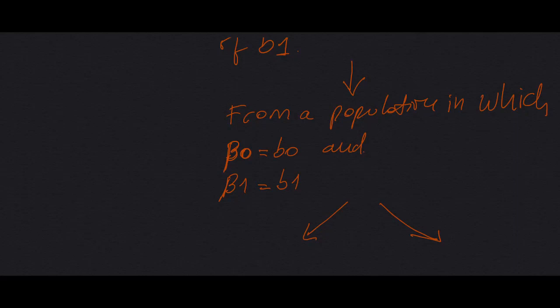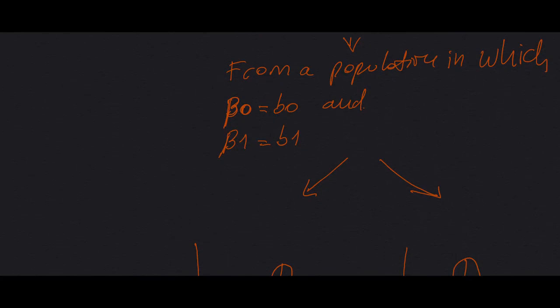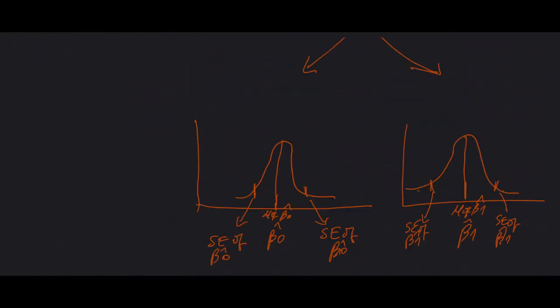And then the probability demon will do the same as it did when we had to estimate beta 0 only. So what did it do? It took a random sample from a population in which the value of beta 0 is the same as the B0 we calculated in our sample, and beta 1 is the same as the B1 we calculated in our sample. It has to have the same number of observations.